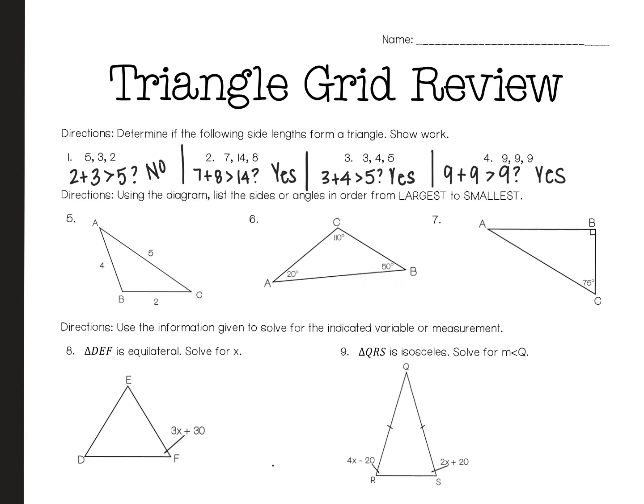For 5, 6, and 7, we're using what we're given to determine the order of either the angles or the sides from largest to smallest. So for number 5, we're given side length. So if you look, this side is the largest. It's across from angle B, so angle B is the largest angle.